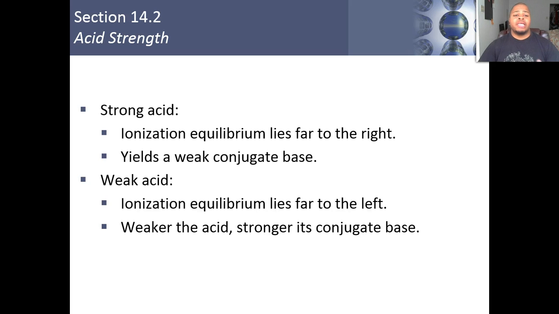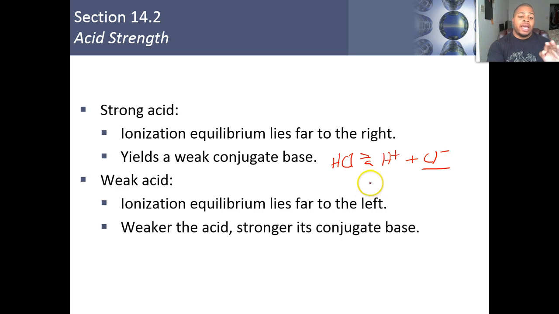Now, what tells us that an acid is strong? What makes a strong acid is usually that the ionization equilibrium lies far to the right, or it completely dissociates in water. Because it completely dissociates, this gives us what we call a weak conjugate base. So that means our HCl, when it breaks down, is going to form H plus, which we know is acidic, plus our Cl minus. Very, very weak. Why is it weak? It's coming from a strong acid, so it's going to be weak.